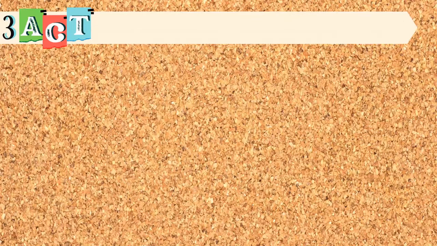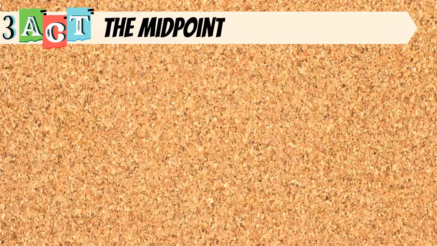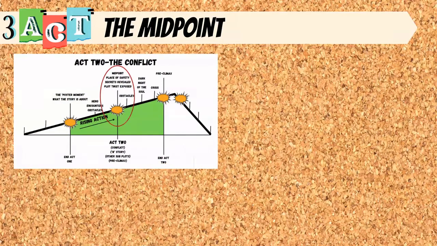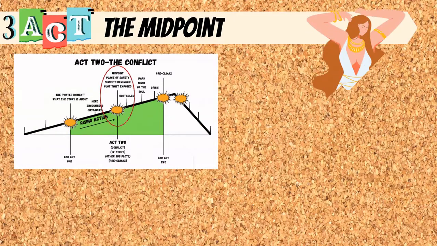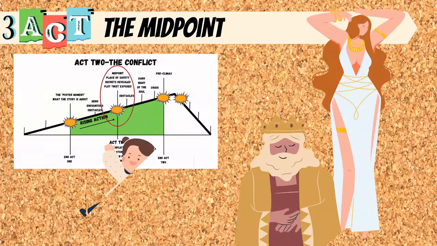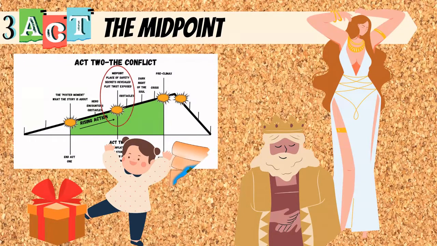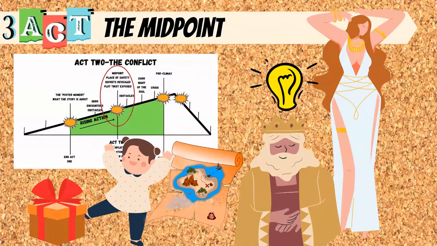The midpoint. This is a place of relative safety for the heroes. In some cases, this is known as the meeting with the goddess, although the goddess doesn't need to be female at all. It could be female, male, a child, a place, a gift, tool, knowledge, or anything else to help the hero on their journey. It's also where you introduce your plot twist.